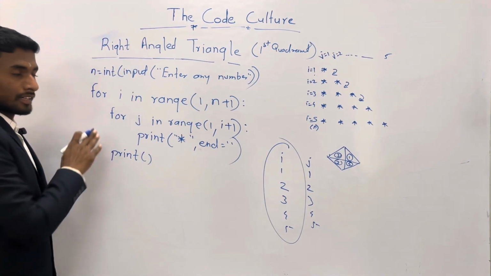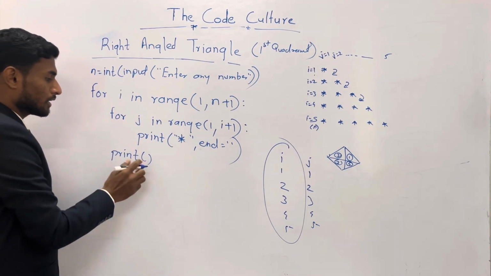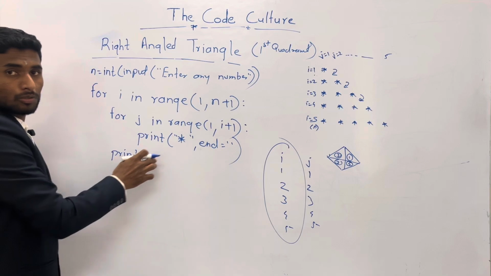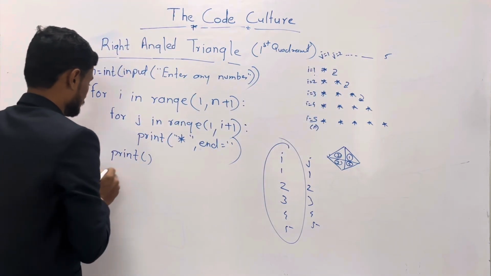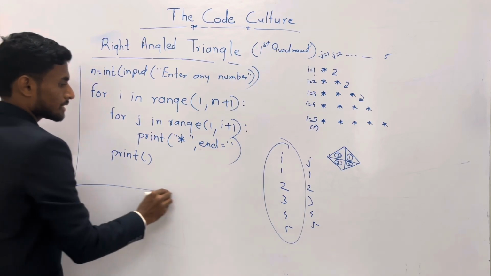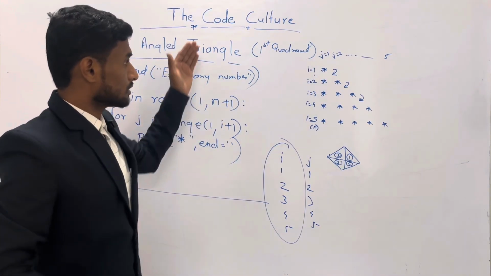Here means where? It is inside the outer for loop and outside the inner for loop. So what is the use of this? We are going to a new line by using this. Okay, so this is the basic program. Now we will look at how it works step by step.